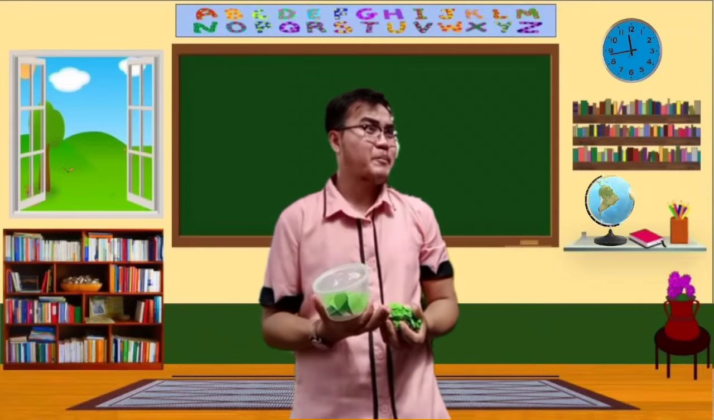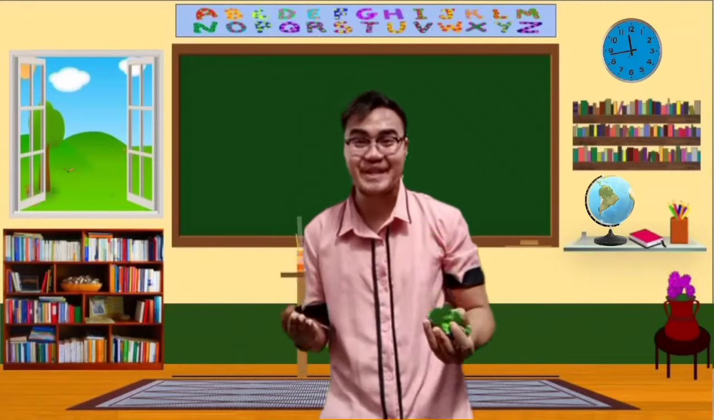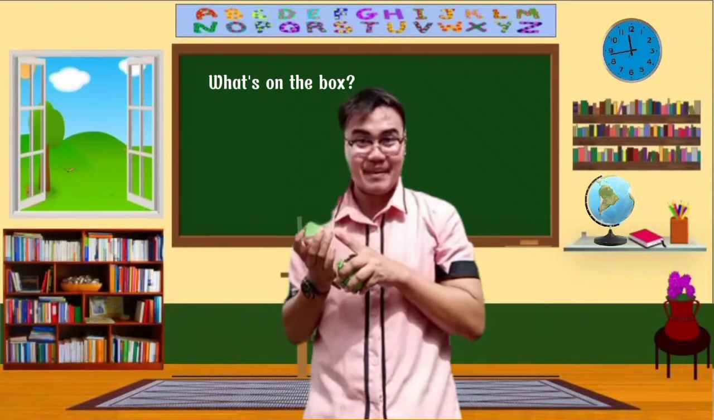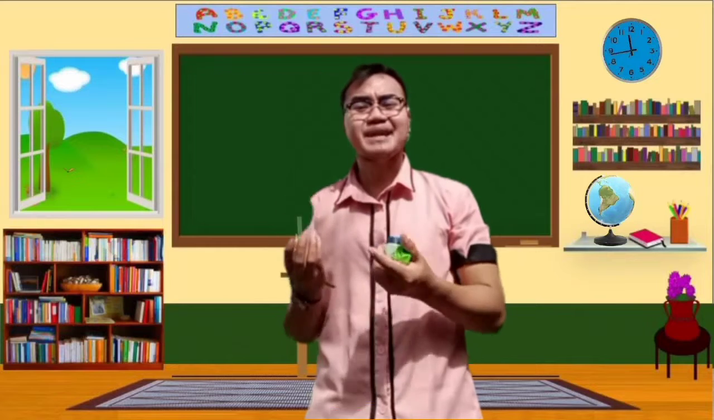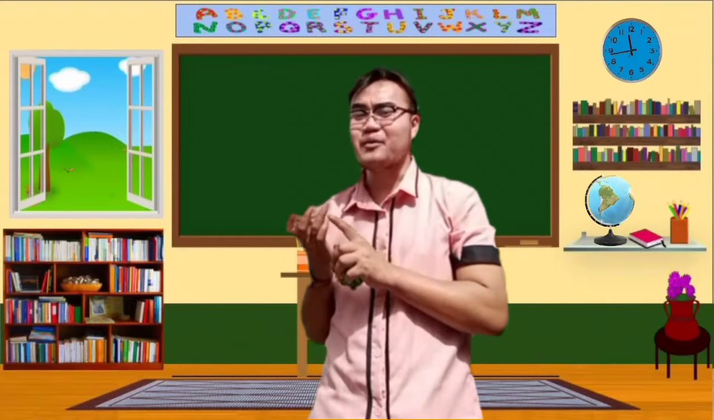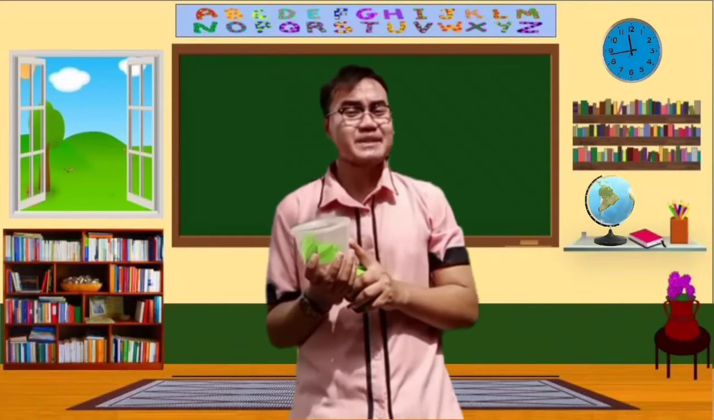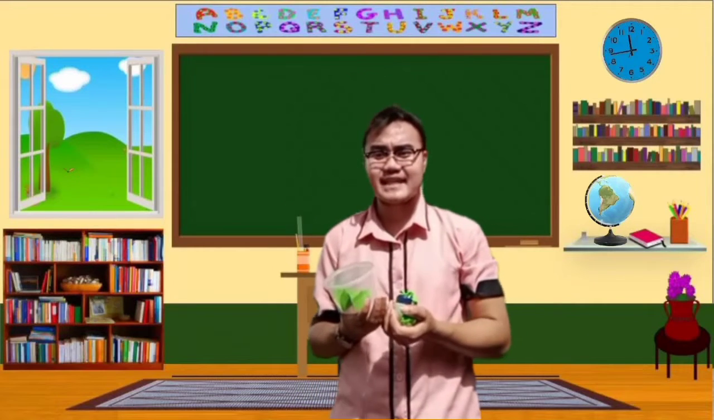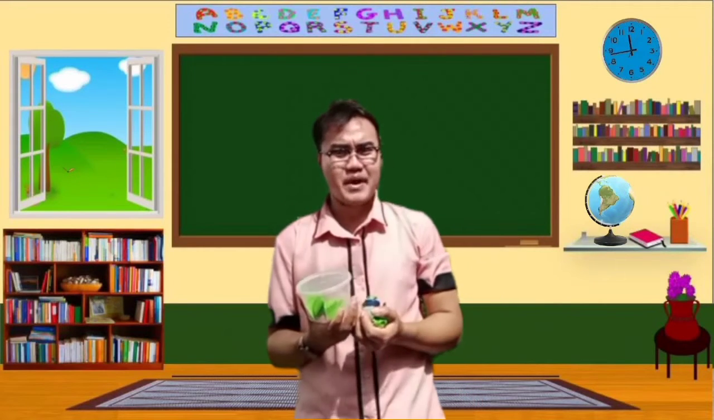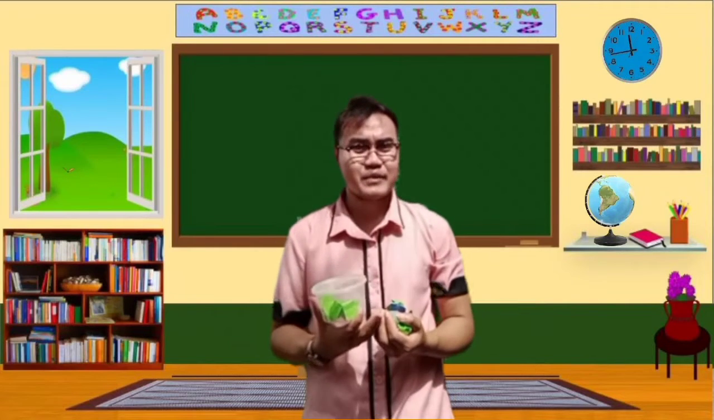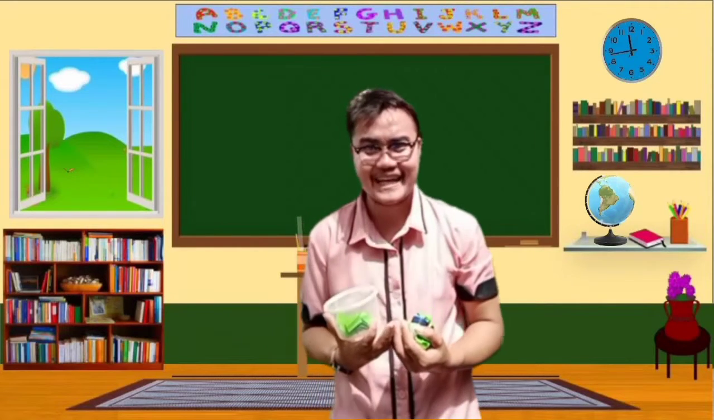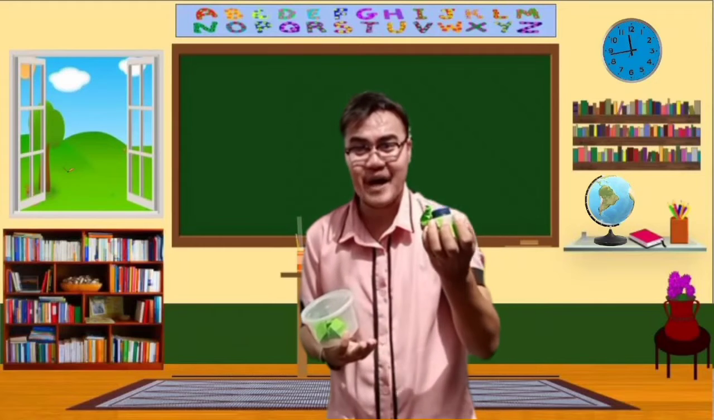Before we dive into our proper discussion, let's have first a game. So this is what we call What's on the Box. So let's assume that this is really a box. As you can see, I have here a small white box, and it consists of verbs in the present tense form. Some of them are regular and irregular verbs. Now, all you have to do is to repeat this line while passing the ball around.